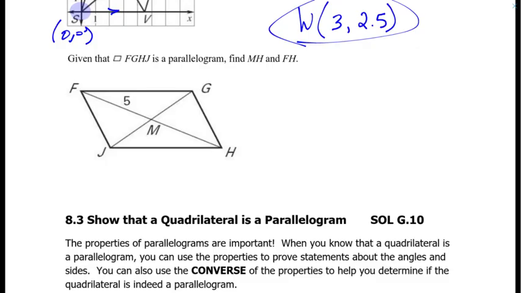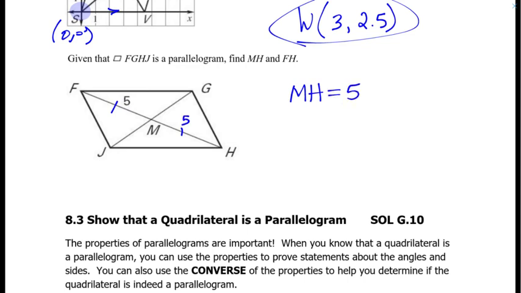Here we have a parallelogram. Tells us it's a parallelogram. We want to find the length of MH and the length of FH. So because we know it's a parallelogram, we can see that those diagonals are going to bisect each other. So FM and MH are going to be congruent to one another. So if we know that FM is 5, we know MH also has to be 5.